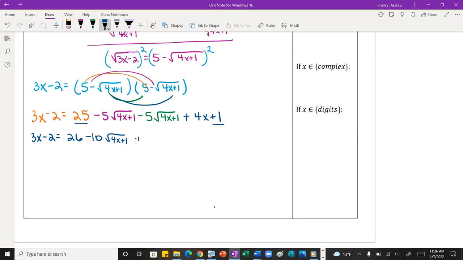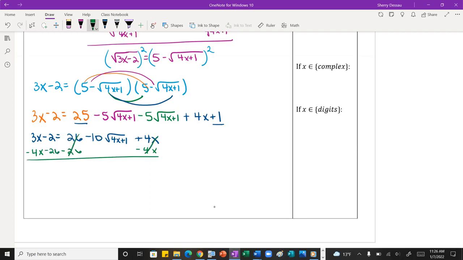And then plus 4x. So now I have another radical. So I just kind of go back to step 1. I have to isolate this radical and then square again to solve. So what I'm going to do is move everything else over to the other side. So I'll move the 4x over here with this x, and the 26 over here with the 2.